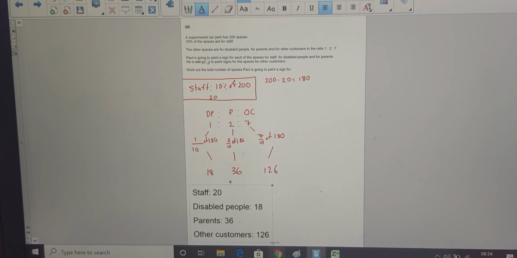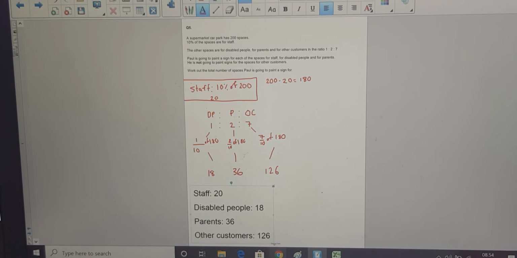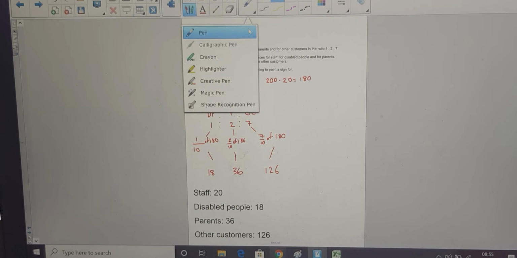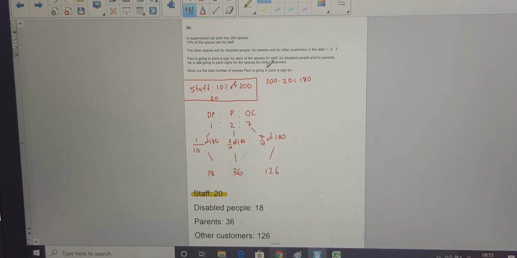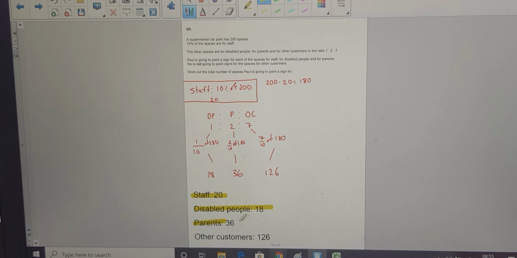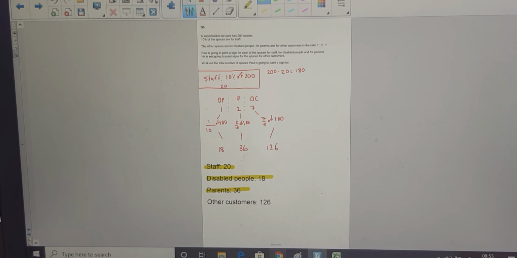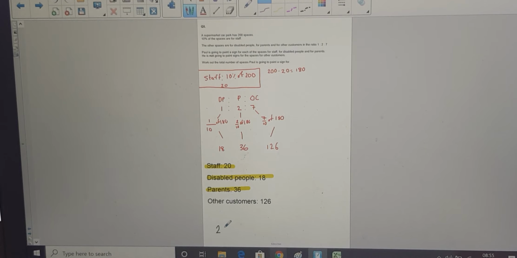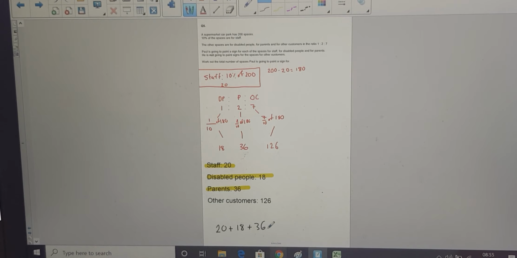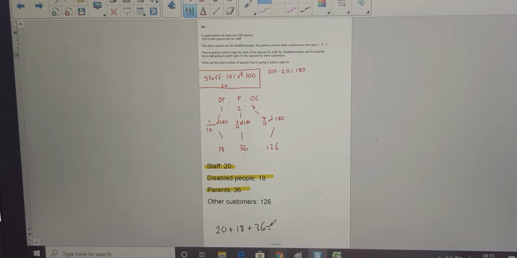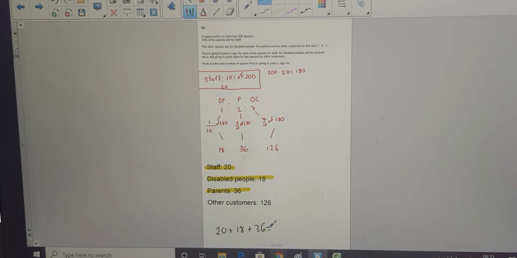Right, what did it say? Paul is going to paint a sign for each of the spaces for staff, done. He's going to paint it for staff, for disabled people, and for parents. He's not going to paint signs for other customers. So now all I need to do is work out the total of those. 20, add 18, add 36 gives me 74 spaces required.